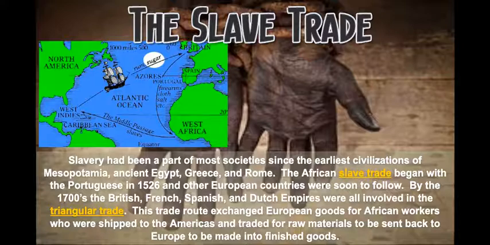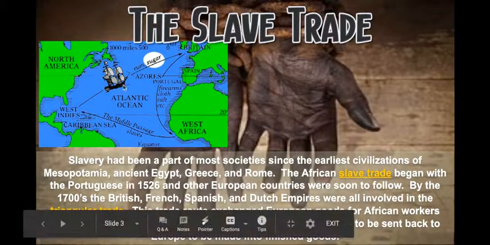This trade route exchanged European goods for African workers who were shipped to the Americas and traded for raw materials to be shipped back to Europe to be made into finished goods. And then it goes back to Africa to trade for the slaves. The slaves went across to the Americas to harvest the natural resources and work the plantations, and then the raw materials went back to Europe to be made into finished goods, and then back and so forth. This is the triangular trade route right here.